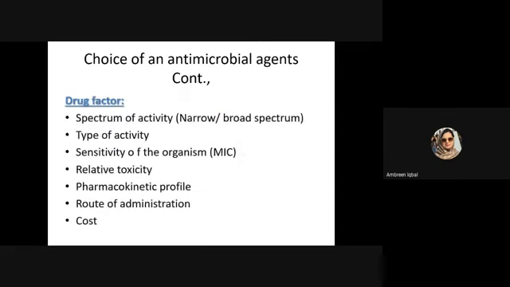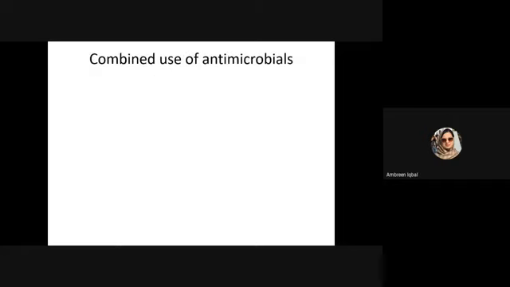Then drug factors. These include the spectrum of activity, either narrow or broad, whichever you require, the type of activity, sensitivity of the organism, relative toxicity, pharmacokinetic profile, and route of administration. The cost of the drug also affects its utilization.